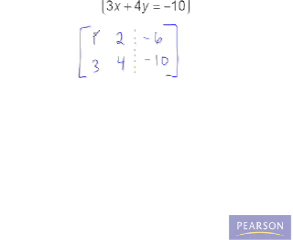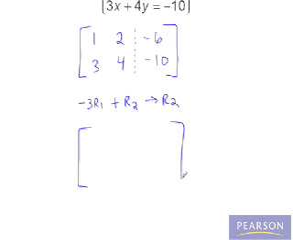And now I'll use that 1 to make the other values in this column zeros. So we're going to take negative 3 times row 1, add it to row 2 to get a new row 2. So row 1 will not change. So I'm going to recopy row 1: 1, 2, negative 6.